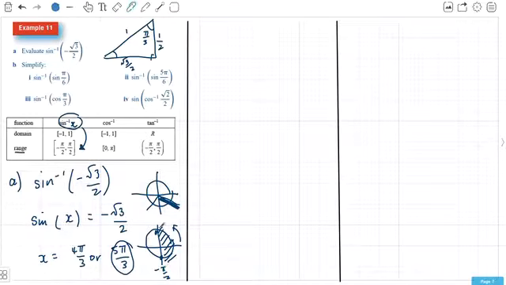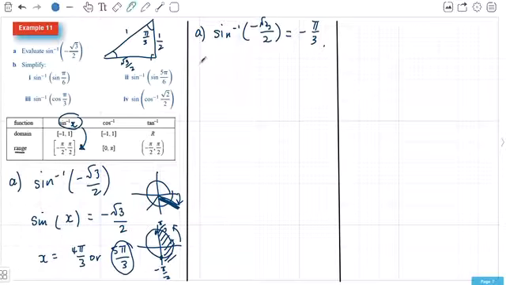To do that, we just have to re-express this as a negative angle, and it's going to be negative pi on 3 because we're going back pi on 3 this way. So our answer, for A, inverse sine of negative root 3 over 2 equals negative pi on 3. That's the only angle there that's going to be in our appropriate range.